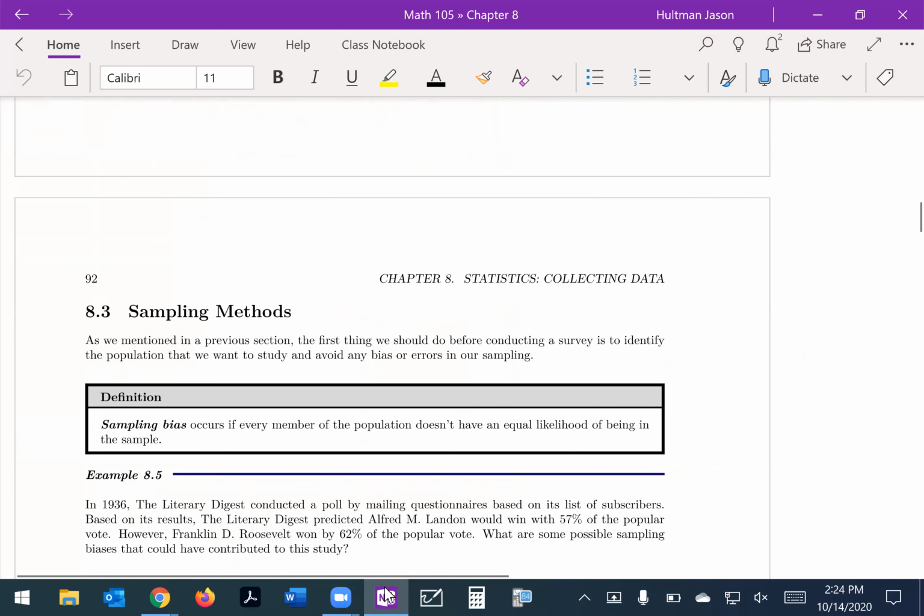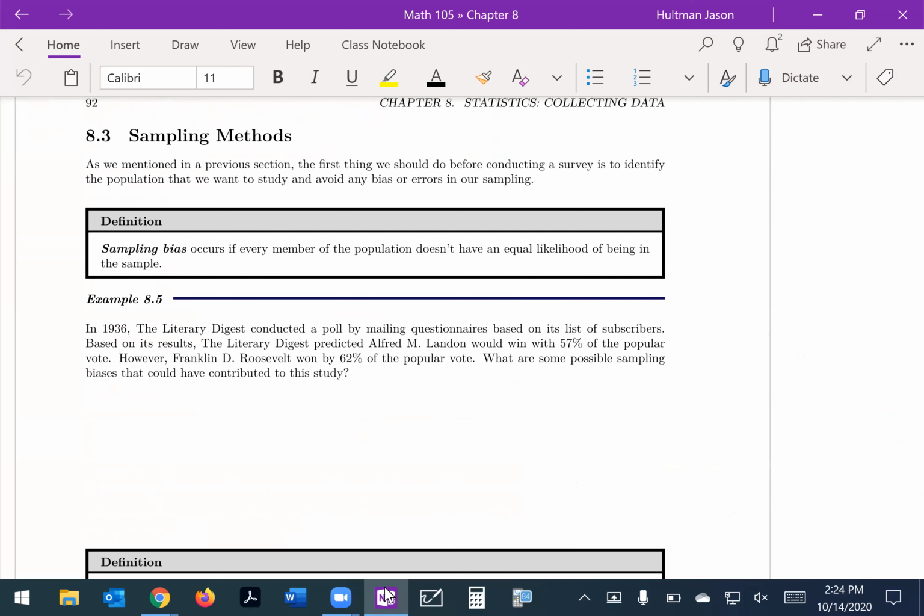8.3, sampling methods. As we mentioned in the previous section, the first thing we should do before conducting a survey is to identify the population that we want to study and avoid any bias or errors in our sampling. Sampling bias occurs if every member of the population doesn't have an equal likelihood of being in the sample.